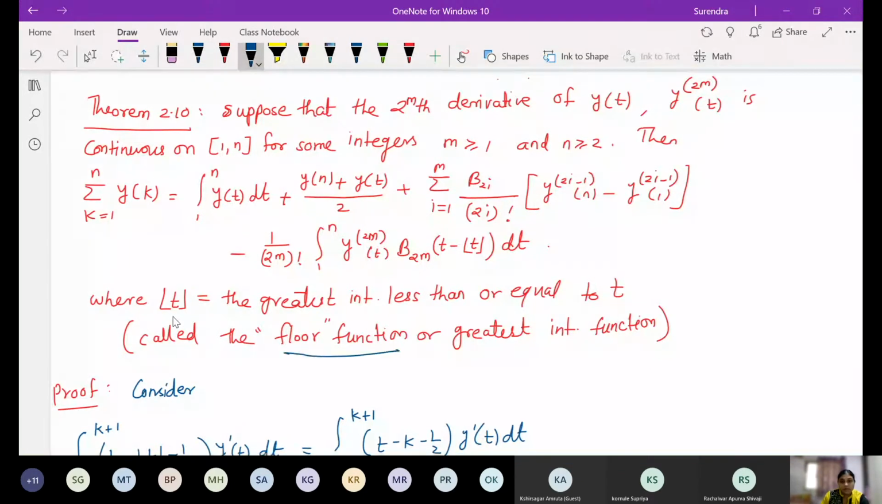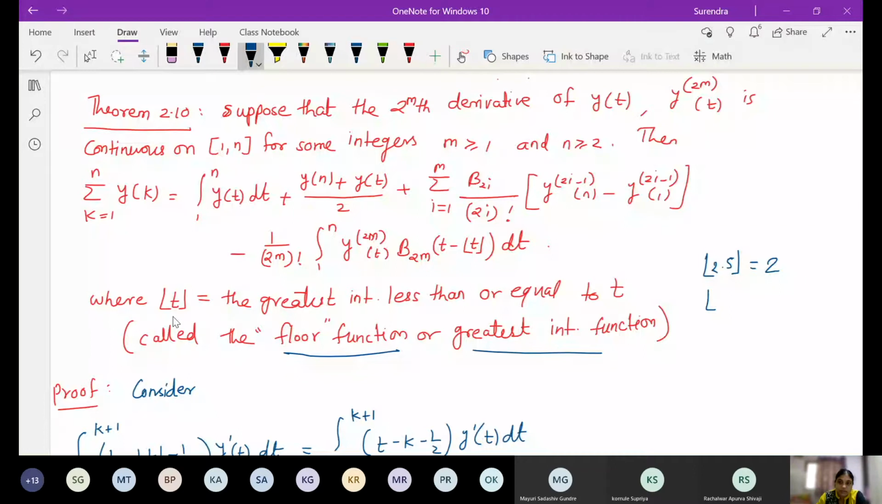Floor function or greatest integer function? No, ma'am. What is this function? The greatest integer less than or equal to t. So suppose, for example, I take 2.5, the floor of 2.5. I want the greatest integer less than or equal to 2.5. What should it be? 2. Which is the greatest integer less than or equal to 2.5? It is 2, right?